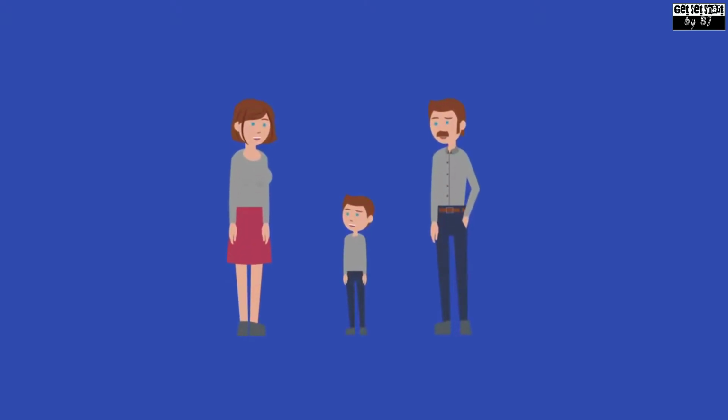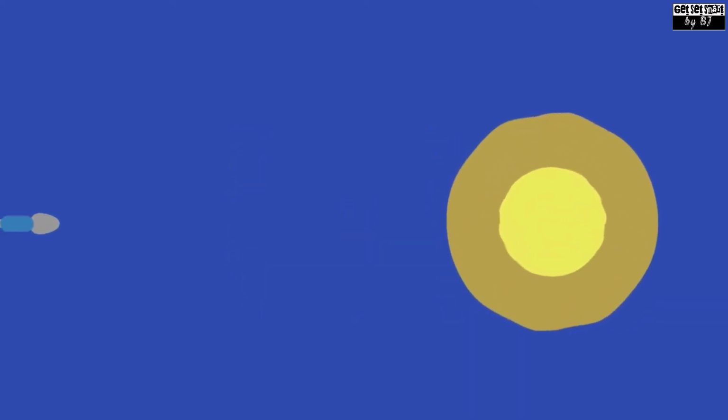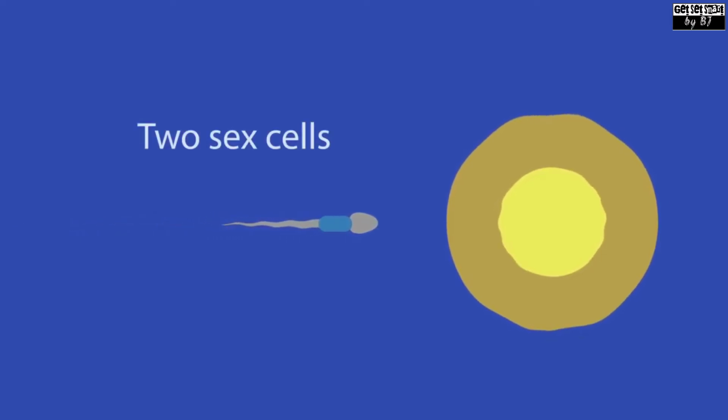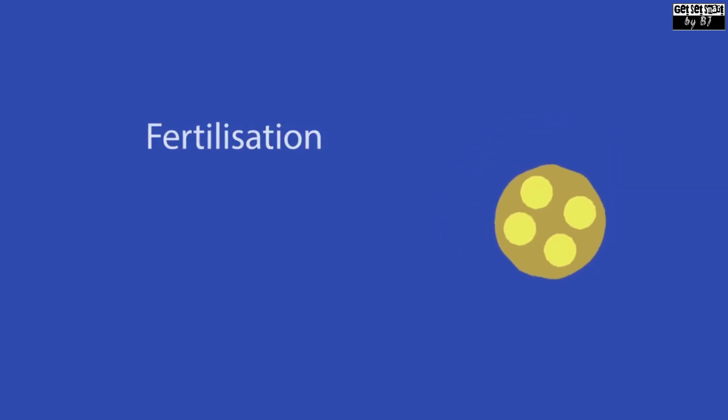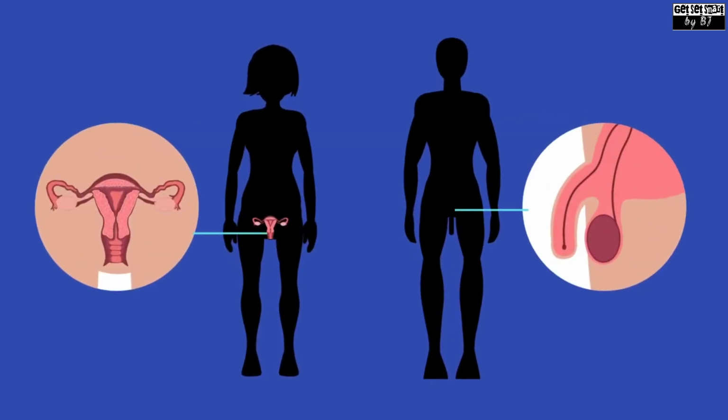A human child looks a bit like each of the parents. This is because they share genetic information with both of the parents. This mixing comes about because of sexual reproduction, which involves the joining of two sex cells or gametes in the process called fertilization. Male and female have different reproductive systems.